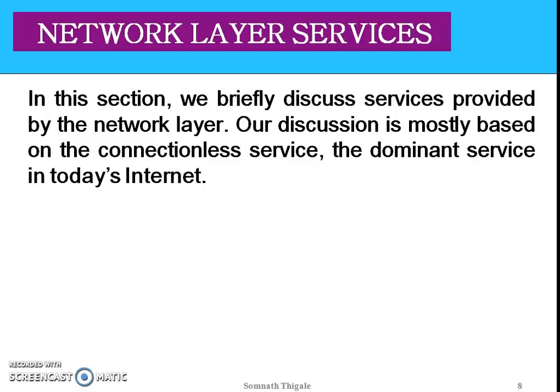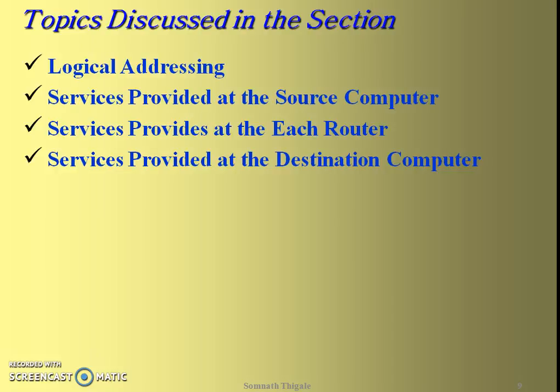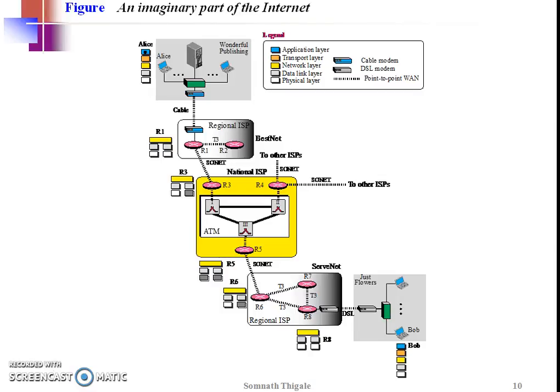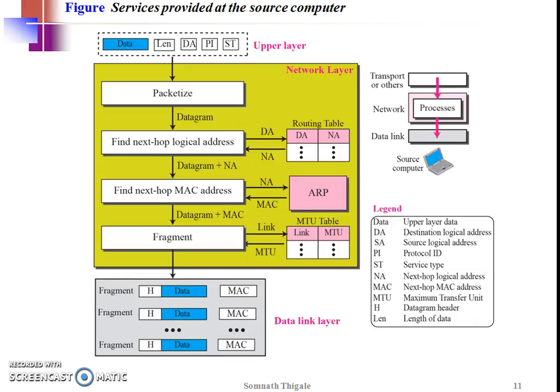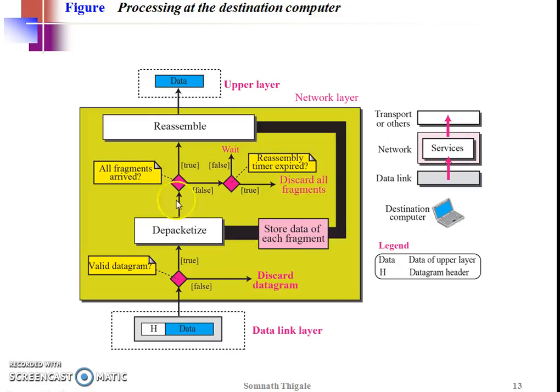So let's see. Here we briefly discuss the services provided by the network layer. The services are logical addressing, source computers, routers, and many parts. So this is what normally happens: service provider to service provider connections. Next, logical address.